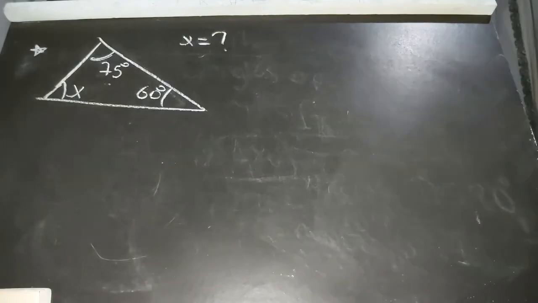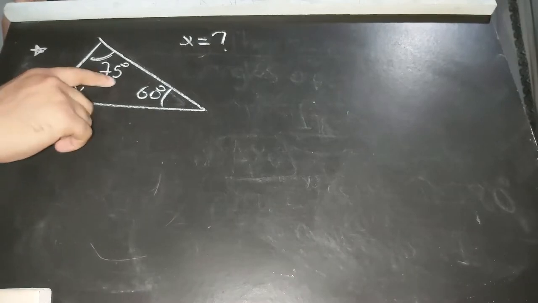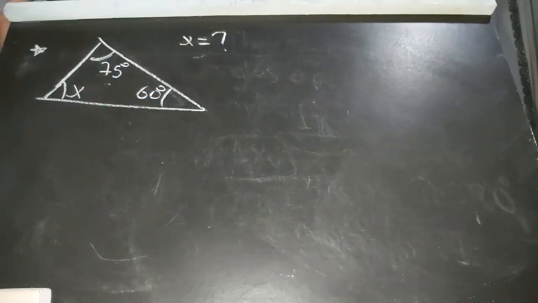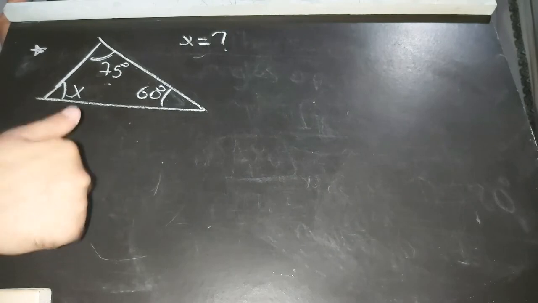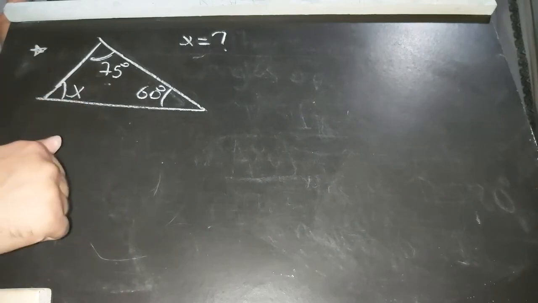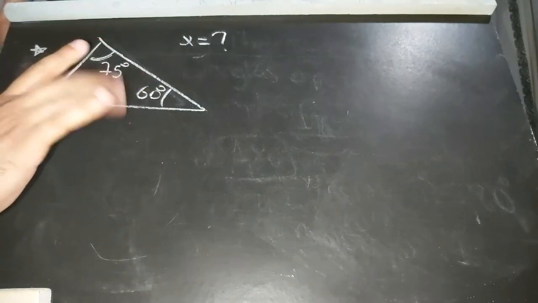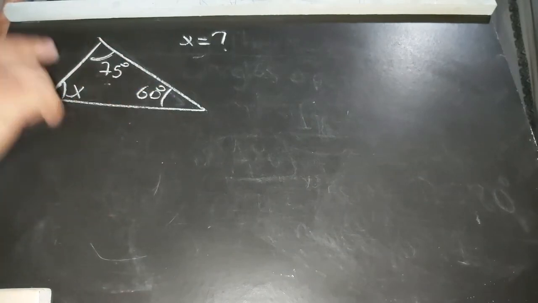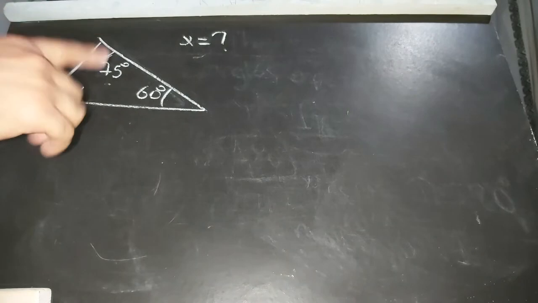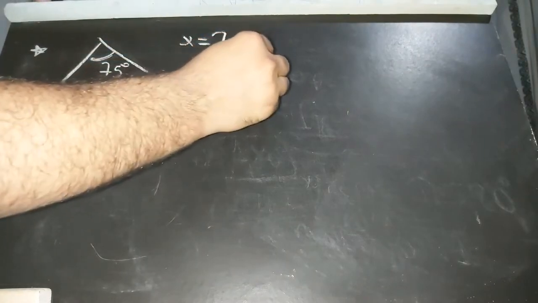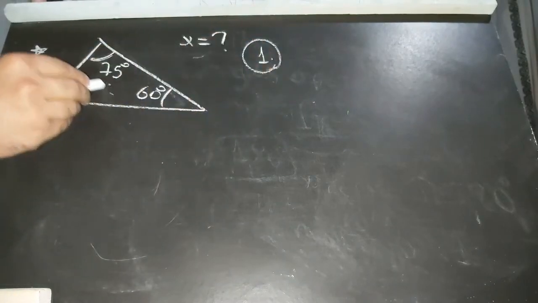So now my question is: x, 75, 60. What is x? What was the information I gave you just before this shape? The sum of interior angles of a triangle is 180. I'm going to use that information now. So I have two methods to solve this question. The first method is that you add them up.